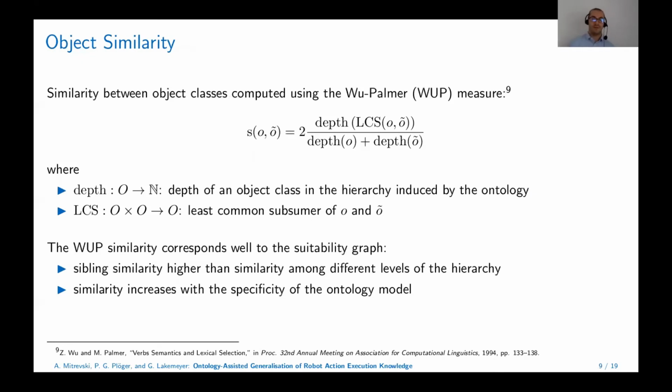To find the similarity between classes in an ontology, we use the Wu-Palmer similarity, which is defined as a ratio of class depths, namely the depth of the least common subsumer of the classes O and O tilde, which is the most specific common parent in the ontology, and the sum of the depths of O and O tilde. This similarity measure has properties that correspond quite well to the suitability graph. First of all, the measure considers sibling classes to be more similar to each other than classes at different levels of the hierarchy, which puts an intuitive prior preference on sibling classes. The similarity also increases as the depths of O and O tilde increase, which means that when the ontology model is more specific, the similarity between classes is also larger.